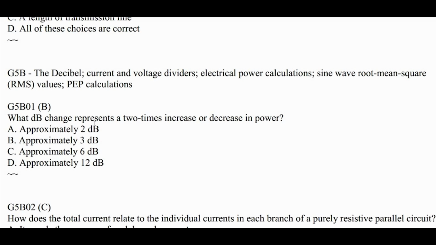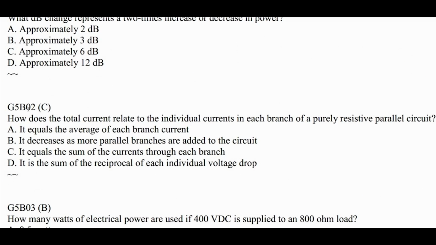G5B01. What dB change represents a 2 times increase or decrease in power? We know that 2 times is 3 dB, so it's B, approximately 3 dB.